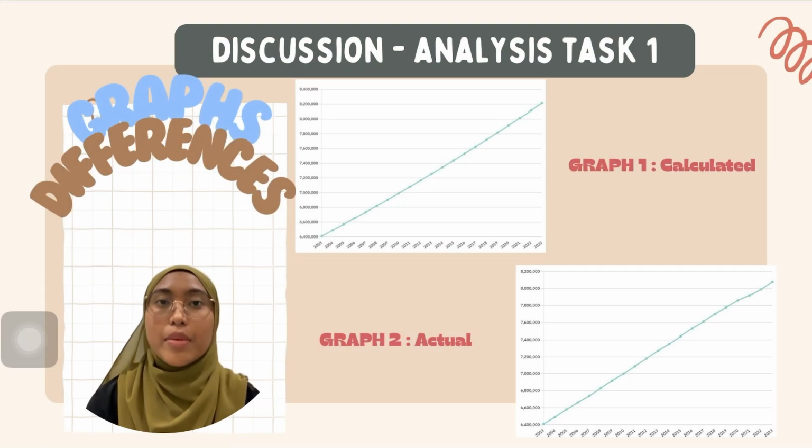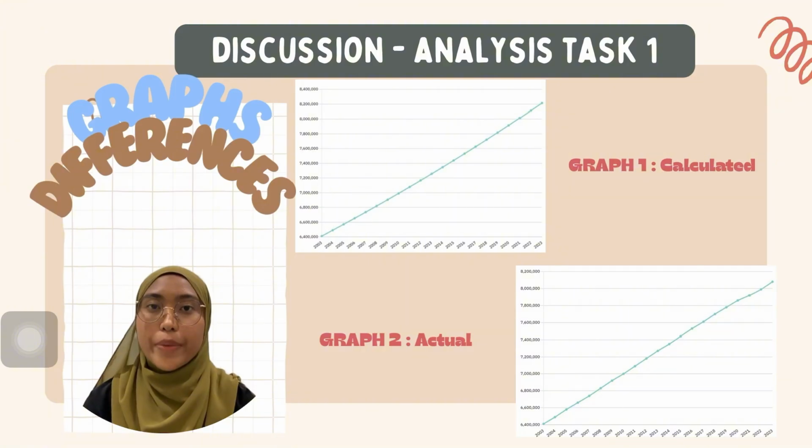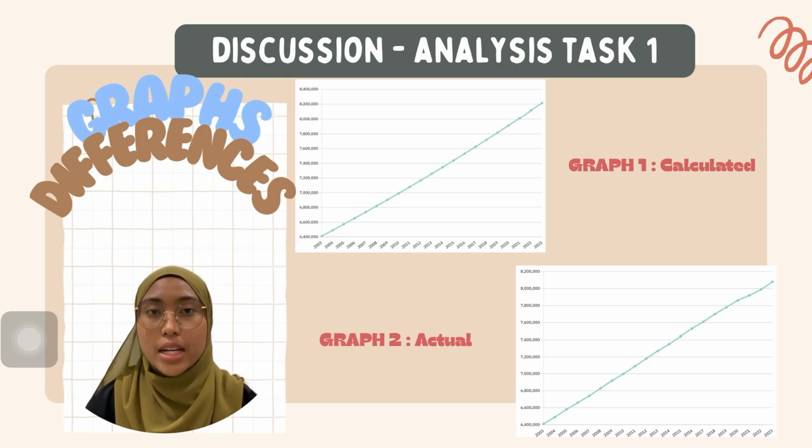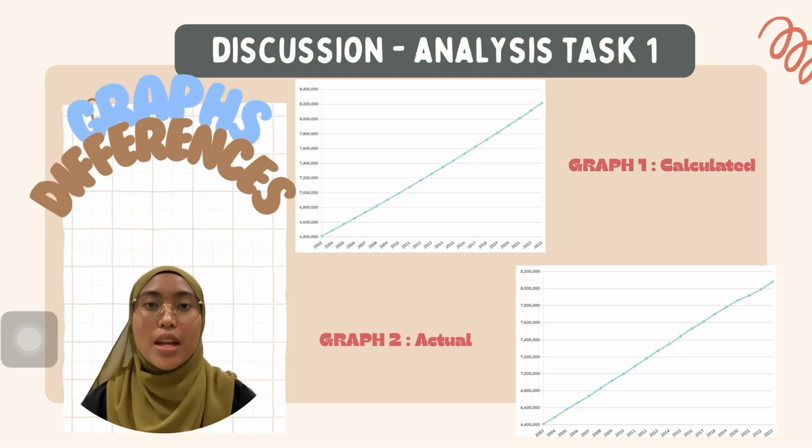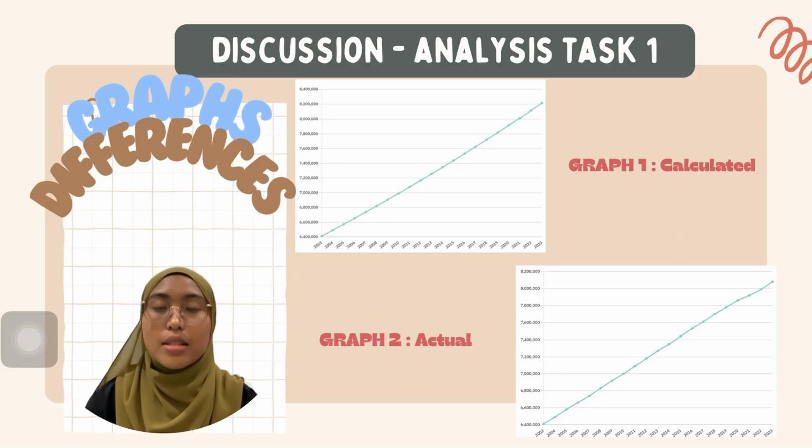Why is there a difference between the actual values and the calculated values from the particular solution? The differences exist because the calculated population values were assumed to increase at a constant rate over time. Meanwhile, the actual population values did not increase constantly and can vary due to unpredictable and inevitable events such as natural disasters, pandemics, and migration.